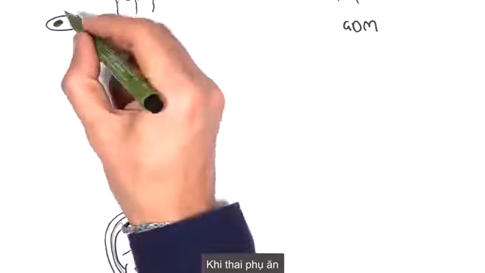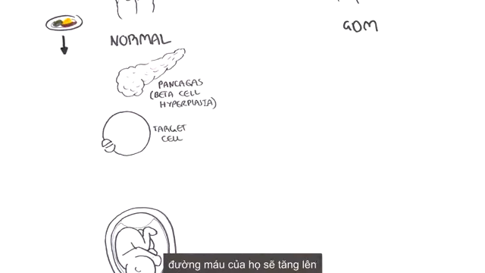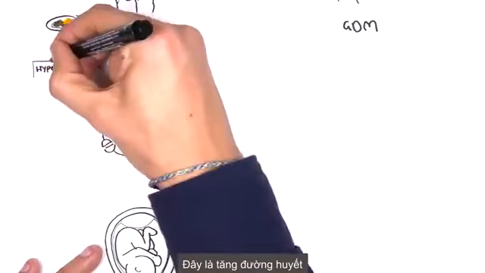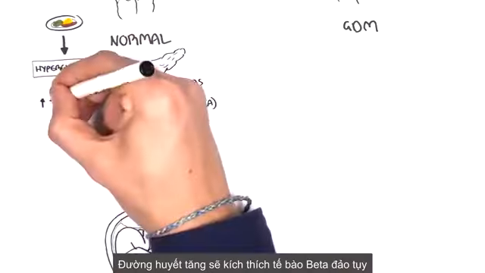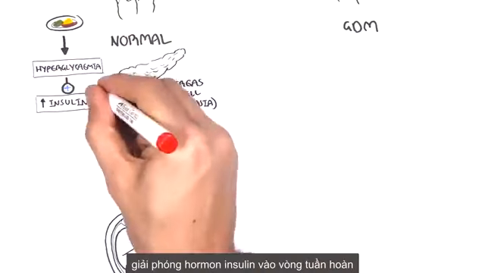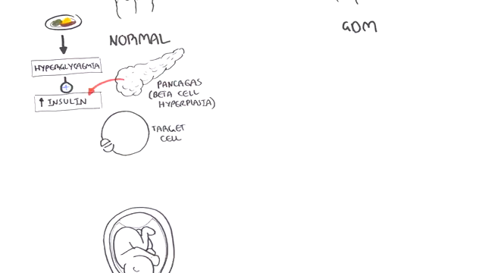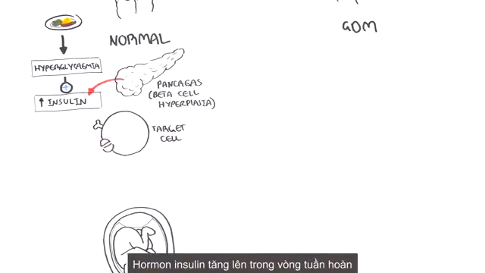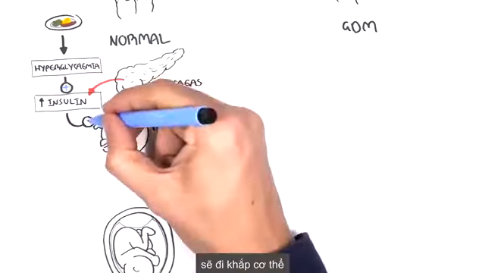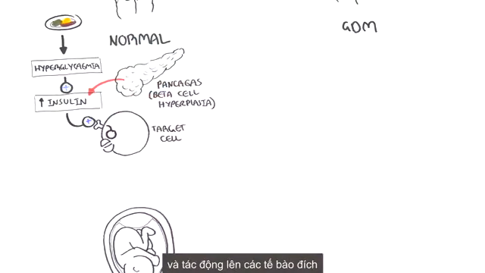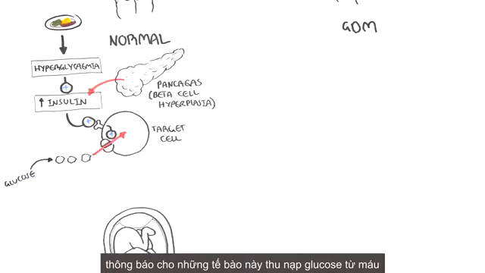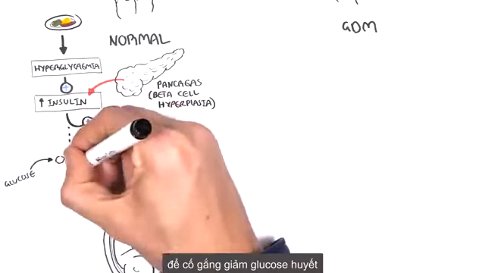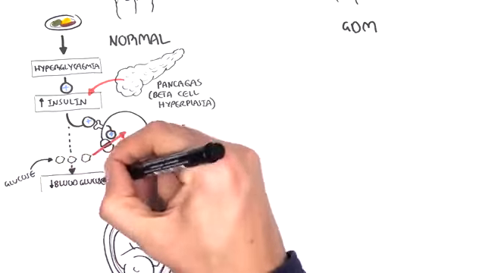When a pregnant lady eats, their blood glucose rises. There is hyperglycemia. Hyperglycemia will stimulate the beta cells of the pancreas to release the hormone insulin into circulation. The increase in insulin in the circulation will go around the body and then target specific cells, telling these cells to take up glucose from the blood in an attempt to reduce blood glucose.